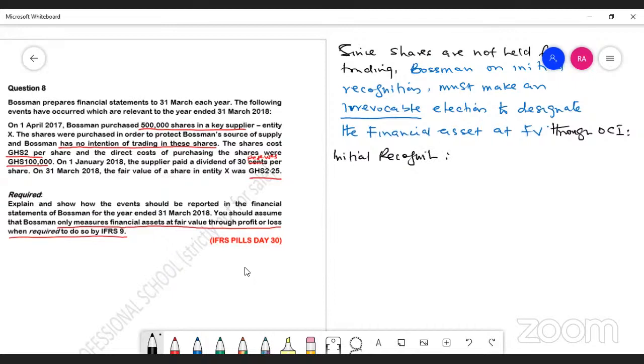Initial recognition, fair value. You paid how much? 2 cedis per share. So it will be 500,000 times 2 cedis. That will give us 1 million. And our transaction cost, we need to add, since it is not at fair value through P&L. If it was, then we would have taken the transaction cost to P&L as an expense. But this one we are supposed to capitalize because it is fair value through OCI. So transaction cost is 100,000.